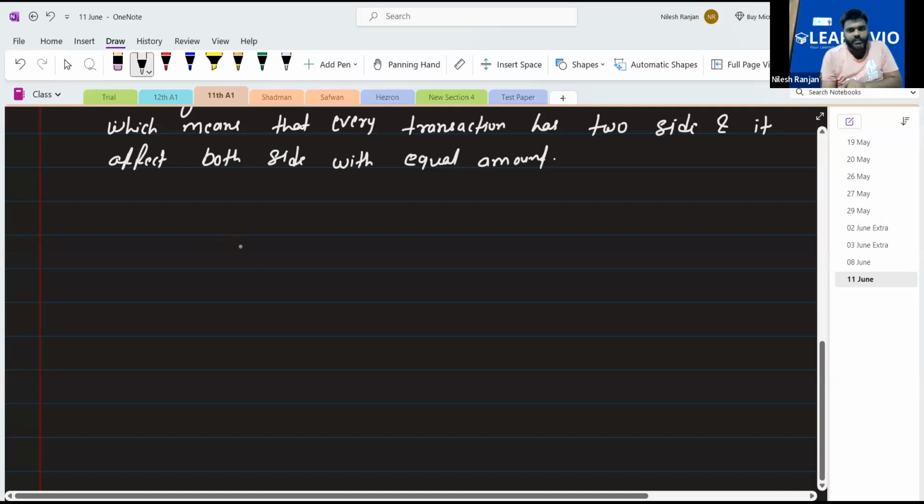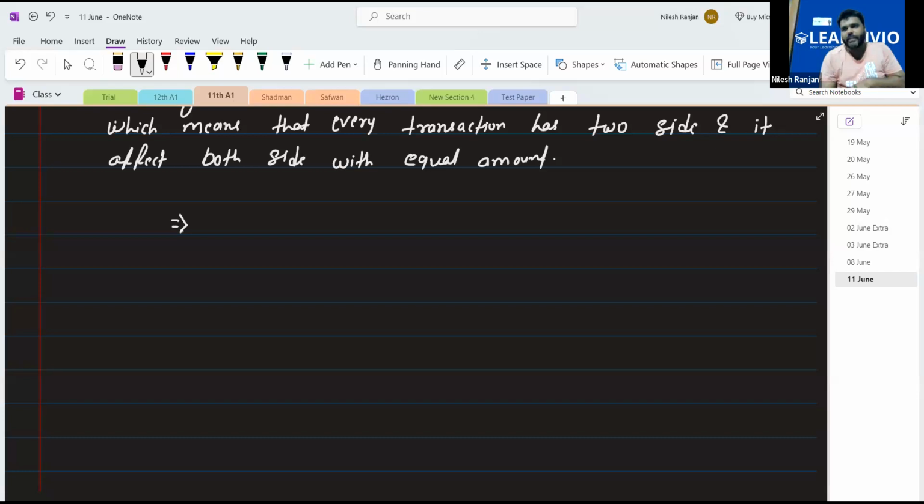Now, in some of the questions, you need to find closing capital, opening capital.